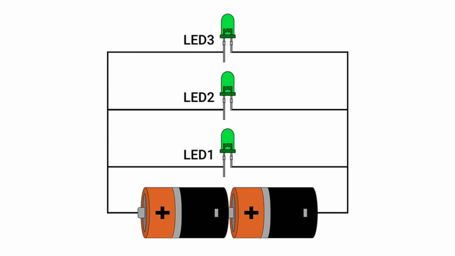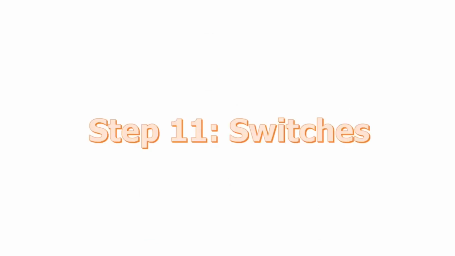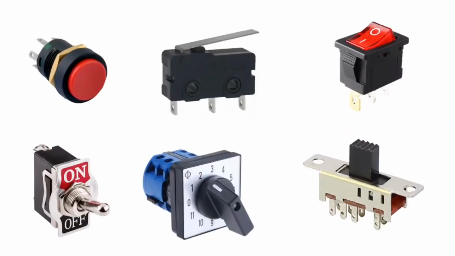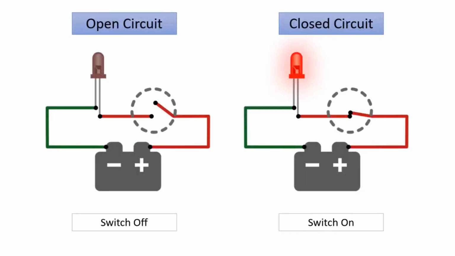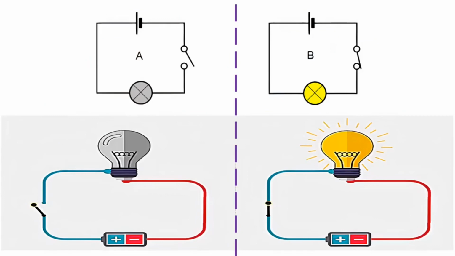Step 11. Switches. A switch is basically a mechanical device that creates a break in the circuit. When you activate the switch, it opens or closes the circuit. This is dependent on the type of switch it is. Normally open switches close the circuit when activated. Normally closed switches open the circuit when activated.